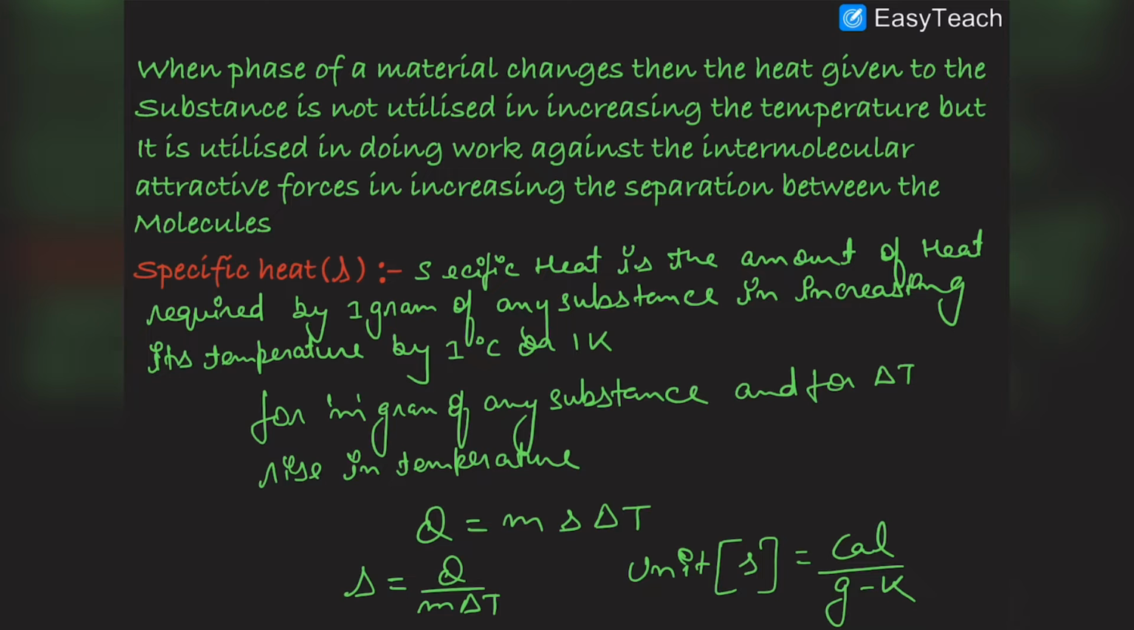Let us suppose that for m gram of any substance and for a delta T rise in temperature, the heat required would be obviously m s delta T, because for 1 degree Celsius or 1 Kelvin change and for 1 gram of that substance, the amount of heat required is S. For m gram it would be m s, and for a change of temperature of delta T, it would be m s delta T. So S is equal to Q upon m delta T, where the unit of Q is calorie, the unit of m is gram, and delta T is in Kelvin.